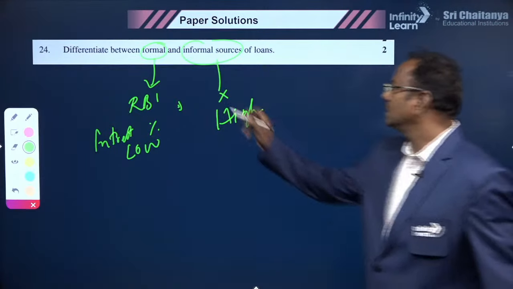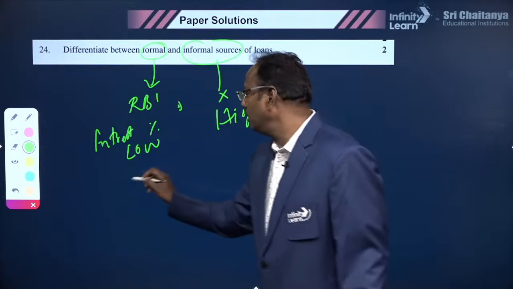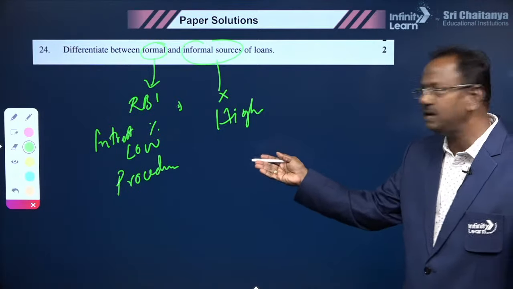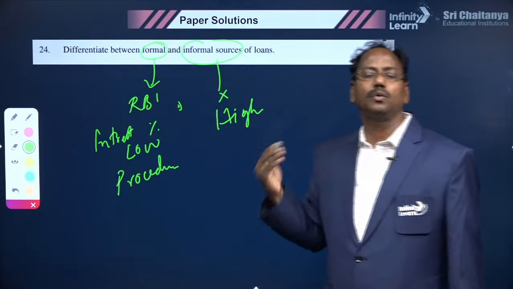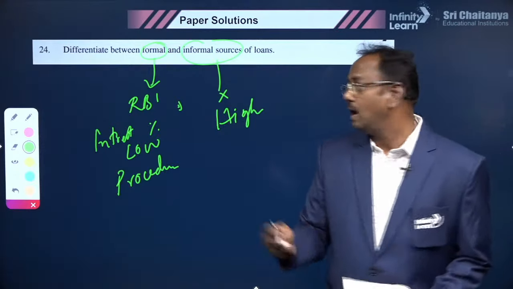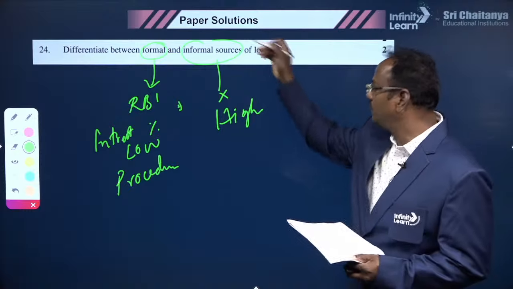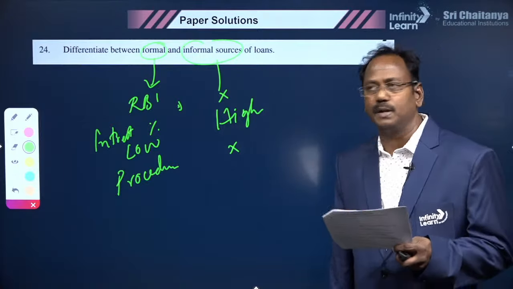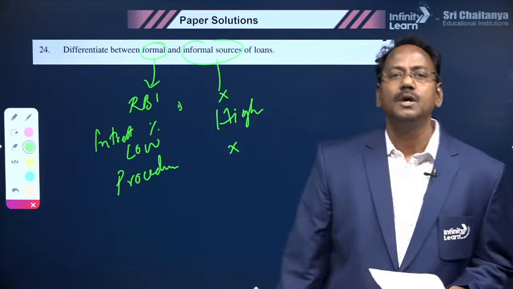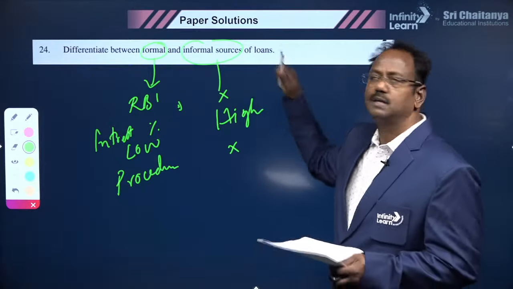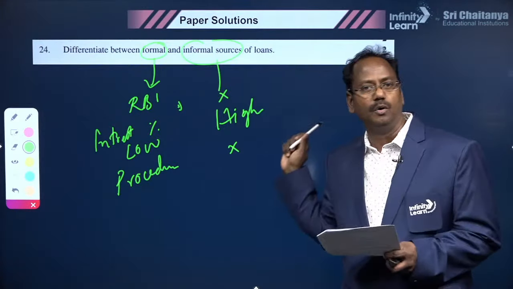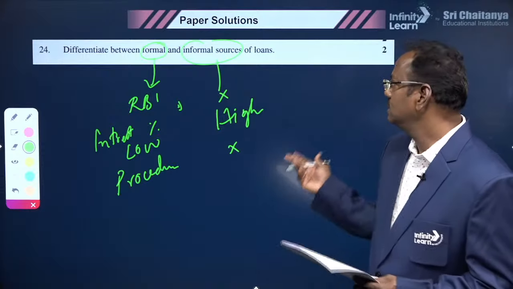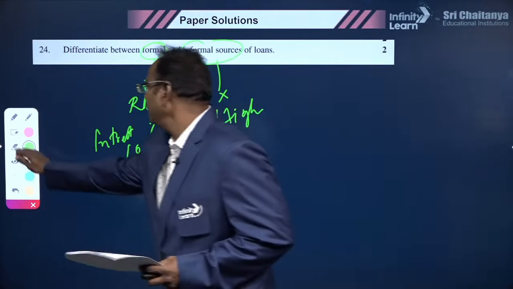Understand? And these formal sectors like banks follow all the formal procedures, as we discussed, like being organized. Most of the formal sectors follow all the rules, regulations and procedures stipulated by RBI and the government, but the informal sector does not follow all that. Already I gave the examples: commercial banks, financial institutions and cooperative societies come under the formal sector, and informal sources of loans are most importantly money lenders, traders, merchants, and also relatives, friends and many others. So this is all about question number 24, my dear children.